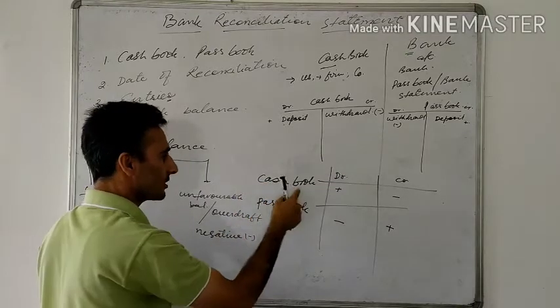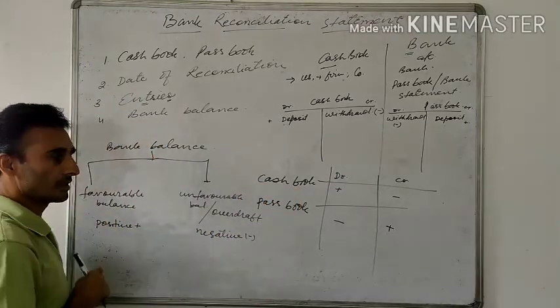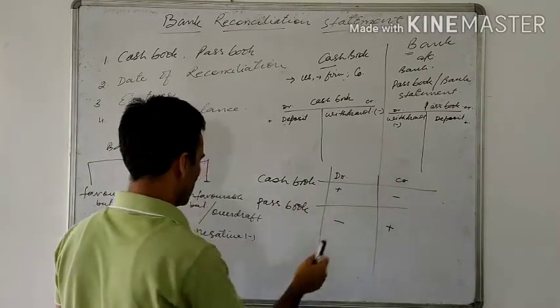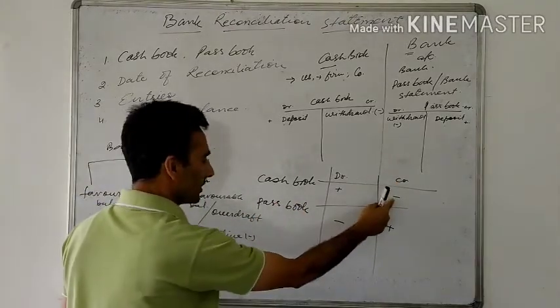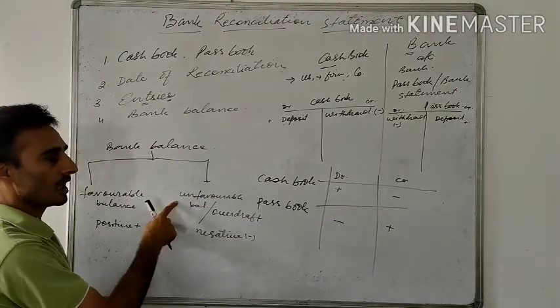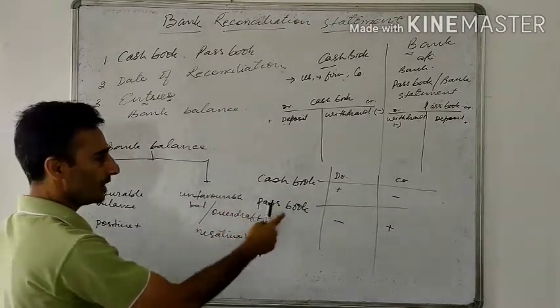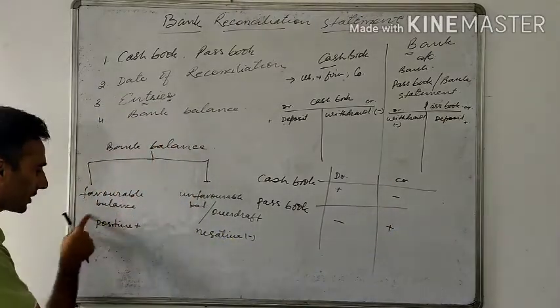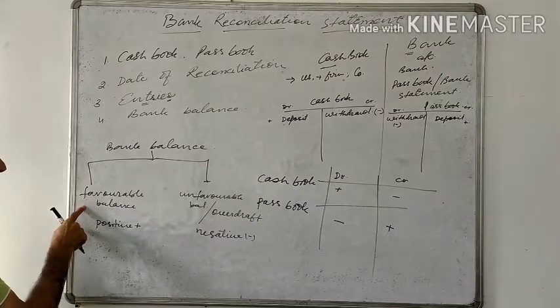Cash book debit balance means it is a favorable balance. Got it? Now similarly, cash book credit balance. Credit balance means minus here. That means this is an unfavorable balance. Similarly, passbook credit. Passbook credit means plus. Plus means a positive balance. That means this is a favorable balance.